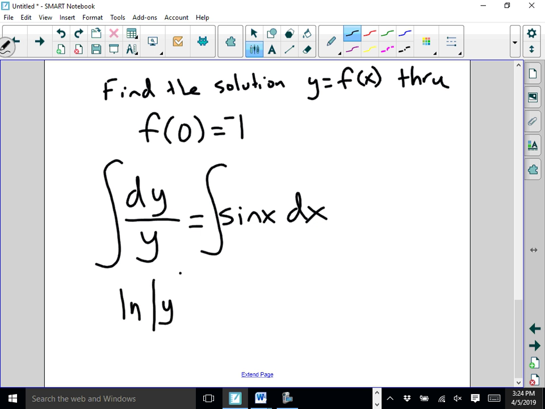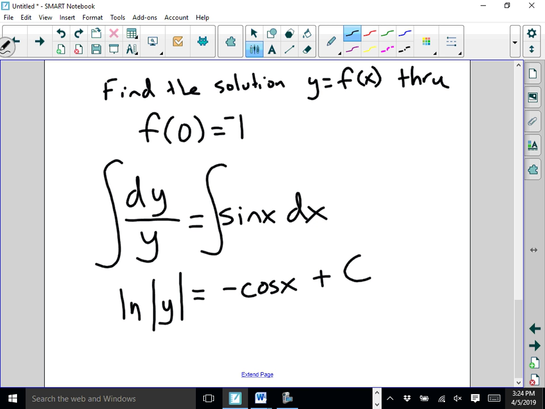Okay? I don't put my plus c on the left. I only put the plus c on the right. On the right side here, I'm going to integrate sine x dx, which I know is negative cosine x, plus c. So there we have it.